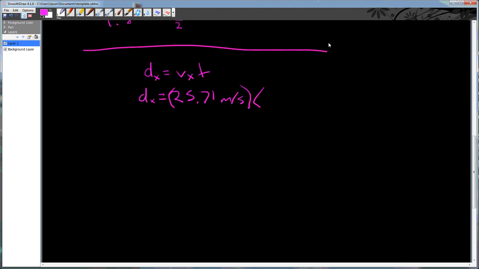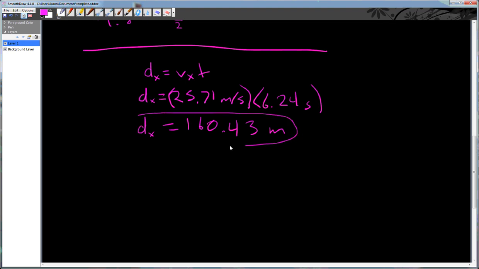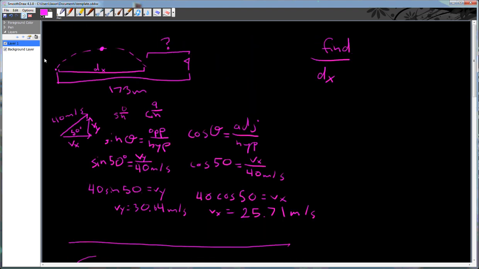Times our time, which was 6.24 seconds. So dx is 25.71 times 6.24, giving us 160.43 meters. Meters divided by seconds times seconds: the seconds cancel out, leaving us with meters, which is what we want. That's the displacement, how far the ball travels in this whole path.